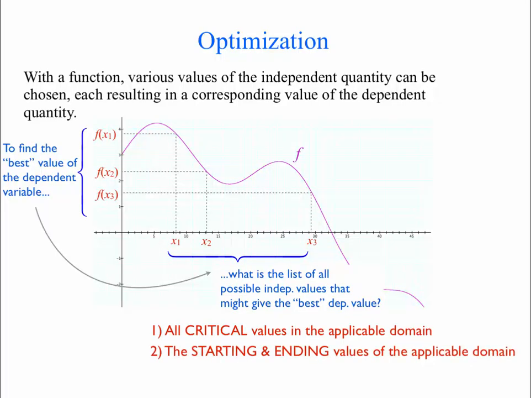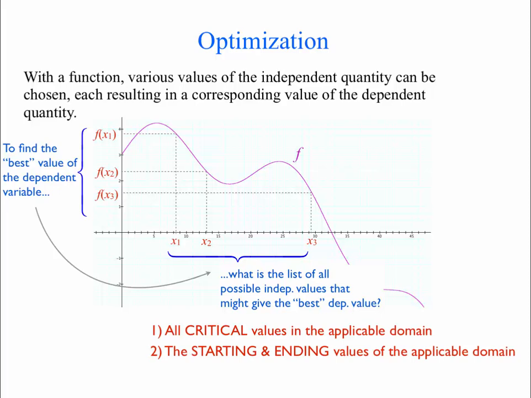Right, the starting and ending values of the applicable domain. So what we're going to do is make this list. And this list will for sure tell us, so after we make this list, then to figure out what the max value or the min value is, we're going to just take this list of x values and put them all into the function. And if we're after the max, then we're going to choose the one that gives us the highest value. If we're after the min, we're going to choose the one that gives us the lowest value.